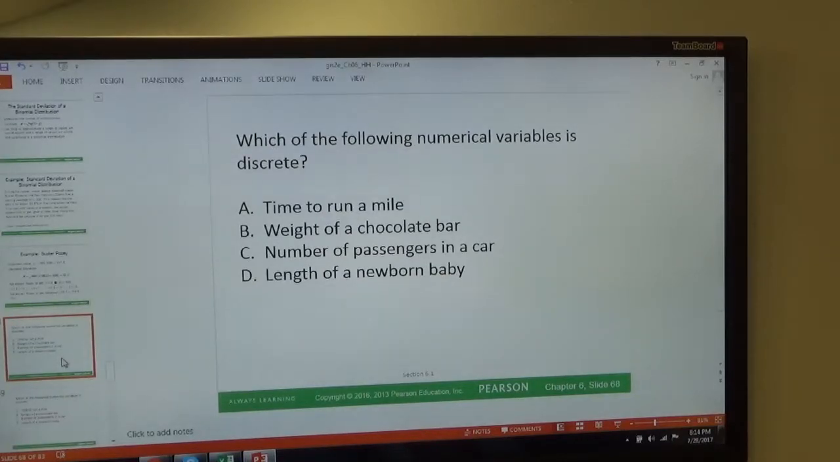Now let's take a look at which of the following is discrete. There's only one: number of passengers.